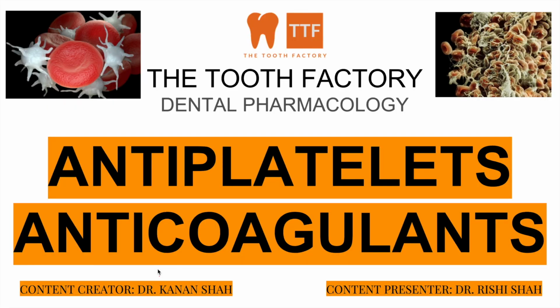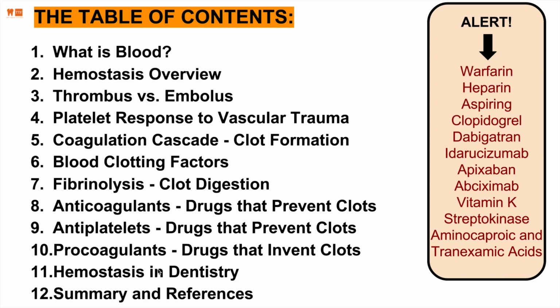Today we're going to be talking about antiplatelets and anticoagulants. Our table of contents today includes what is blood, so let's just talk about blood overall. Then let's talk about hemostasis, which is just the balance of the circulatory system. Then we'll get slightly deeper into thrombus and embolus, then platelets' responses to vascular trauma. That's our goal today: how does our blood vessel treat injuries on its own?